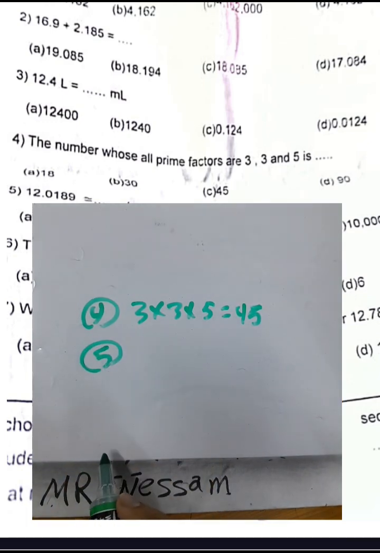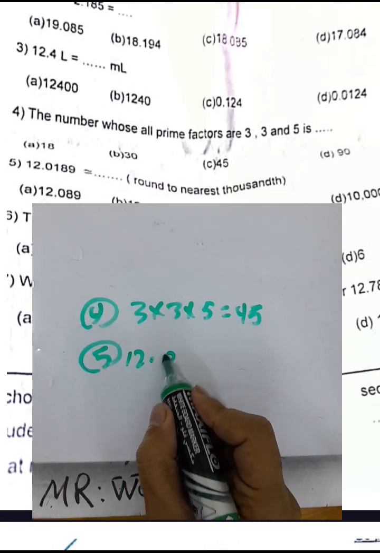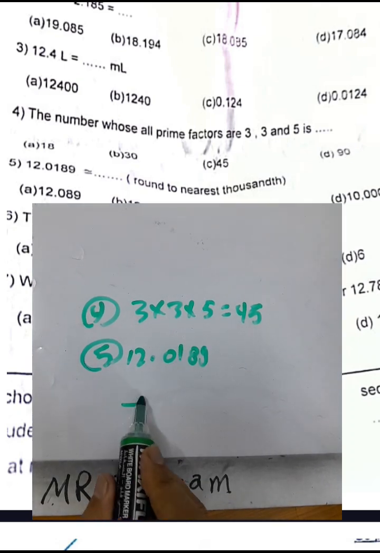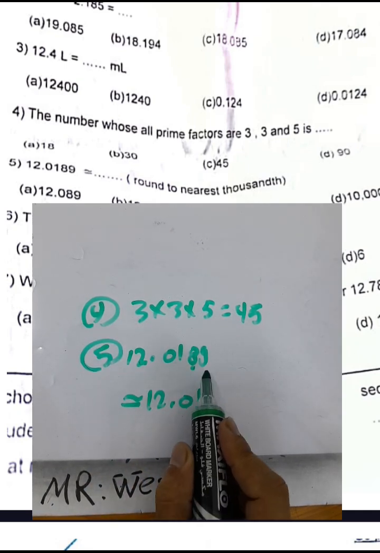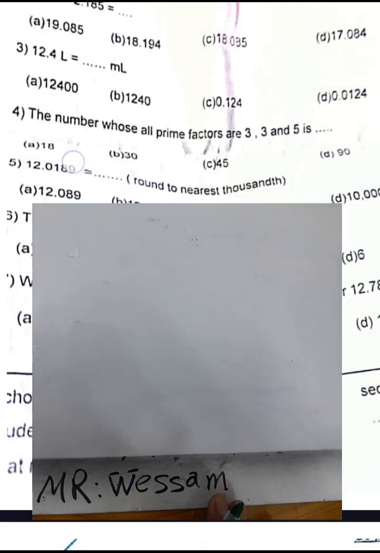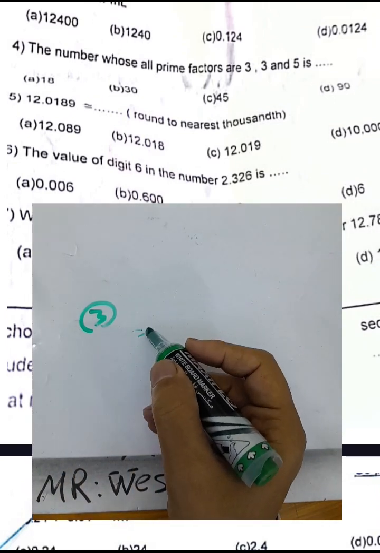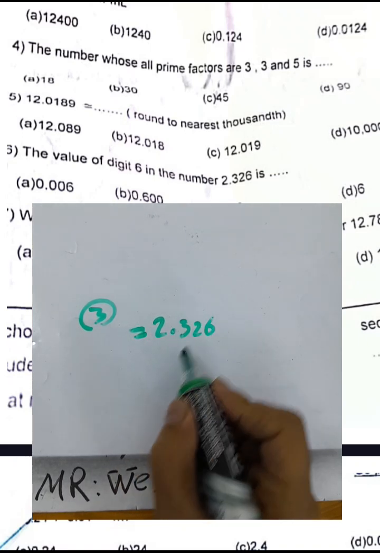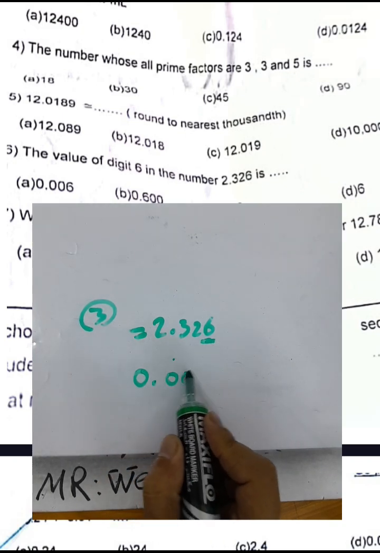Question number 5. 12 and 189 thousandths approximated to the nearest thousandth. Write 12 here, 0.01, and 8 will be 9. 9 can give 1 to this digit. Question 3. The value of the digit in the number 2 and 326. You want to find the value of the digit 6. 6 lies in thousandth. It will be 0.006.